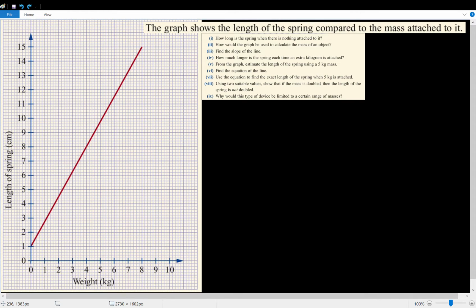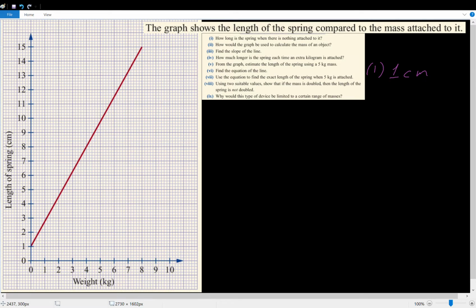Alright, so if we look for our first question, we've got how long is the spring when there's nothing attached to it? When there's nothing attached to the spring, then the weight would be 0 kilos. And at 0 kilos, if we go up to the red line, we see that the length of the spring is going to be 1 centimeter. So for part 1, our answer is just 1 centimeter.